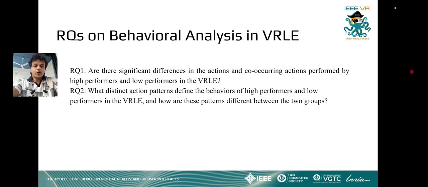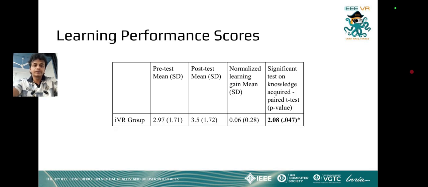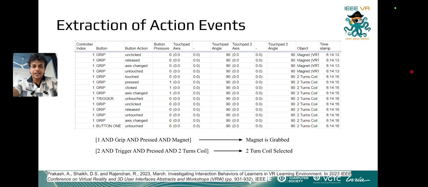To answer our aim of understanding the behavior, we conducted a study with 30 participants. The participants' performance scores were collected before and after the intervention, and during the intervention, their interaction traces while they were interacting with the virtual reality learning environment were logged using the IBD logging mechanism. This is the learning performance scores. This is an excerpt of the raw data collected.